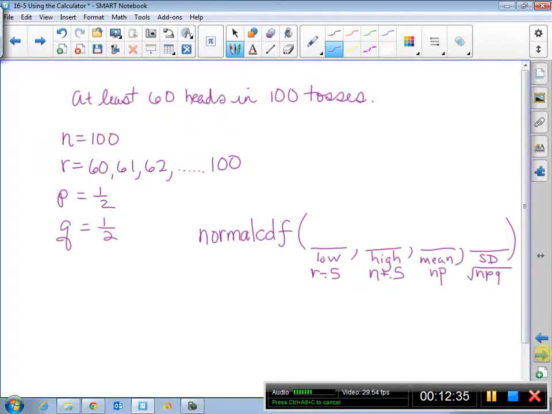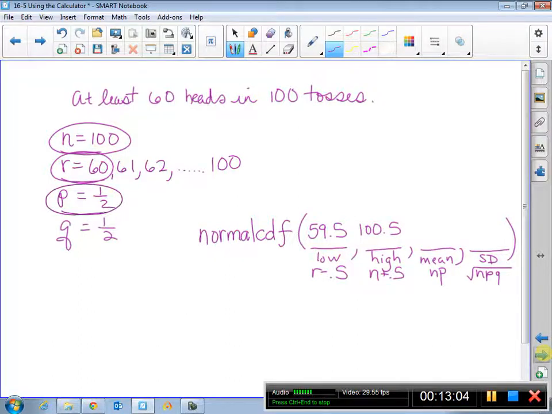So let's go back and do this one. Our r value, we just have to use the 60, and we just have to use the n. So this would be r minus 0.5. That looks like a funny thing. So that would be 60 minus 0.5, 59.5. The high is 100 plus 0.5. n times p, here's p right here. n times p is going to be our mean. So that is 100 times a half, which is 50.